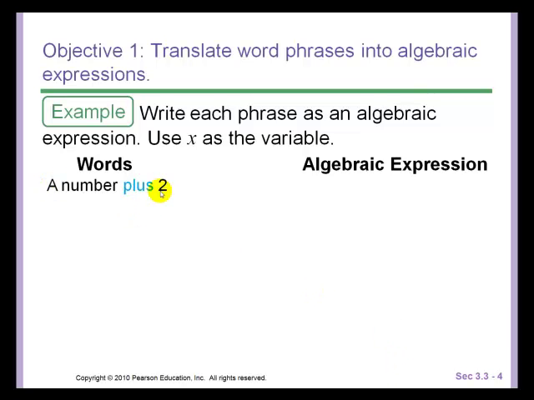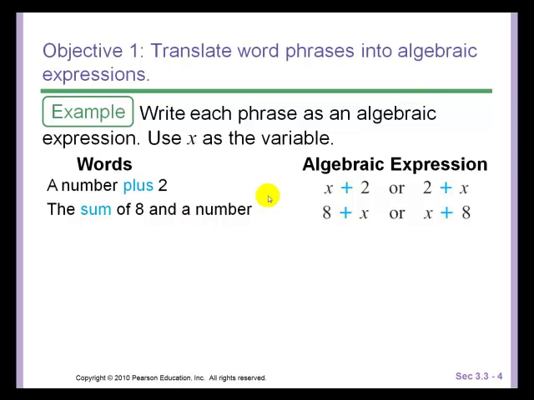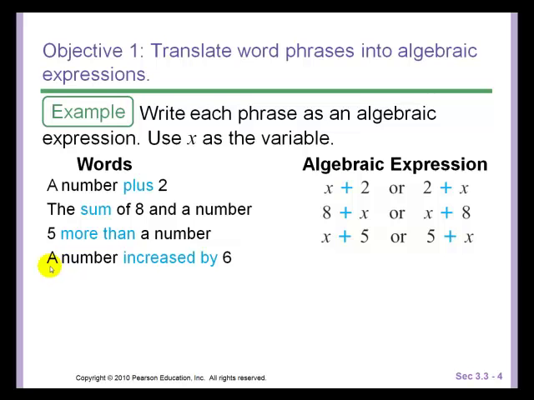A number plus 2. You can write this as x plus 2 or 2 plus x. The sum of 8 and a number. You can write this as 8 plus x or x plus 8. 5 more than a number. You can write this as x plus 5 or 5 plus x. A number increased by 6. You can write this as x plus 6 or 6 plus x. Notice all of these words mean addition. Also notice that there are always two ways we can write them. That is because addition is commutative. That means order doesn't matter.